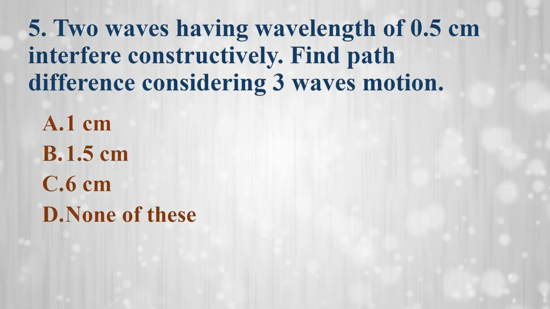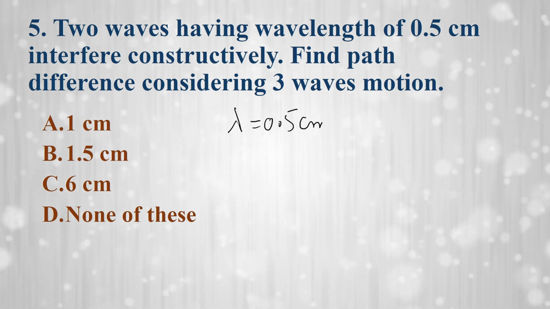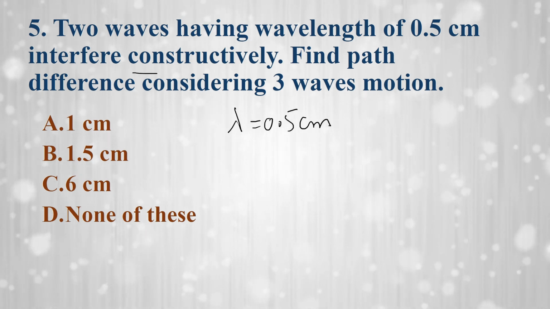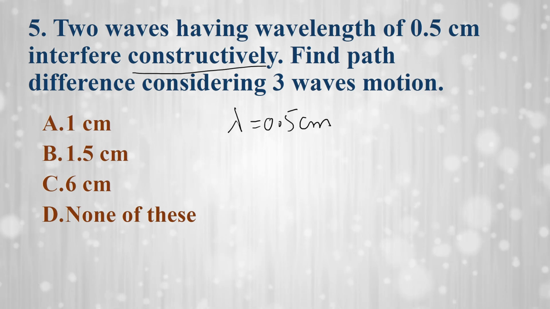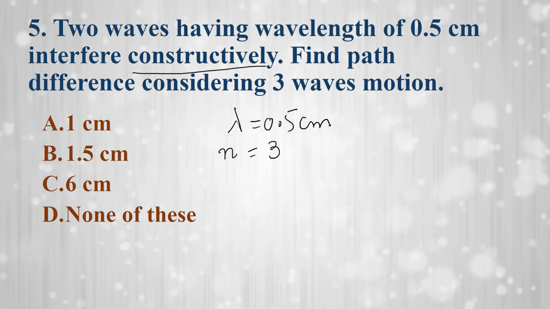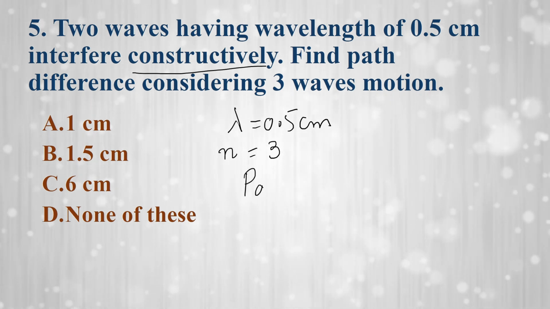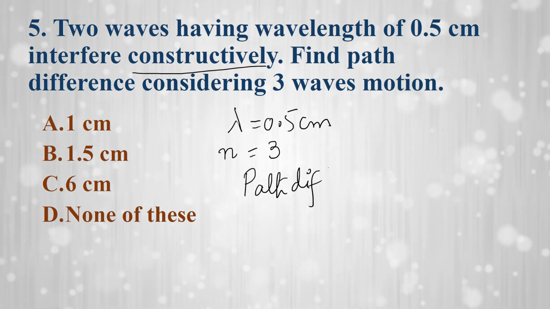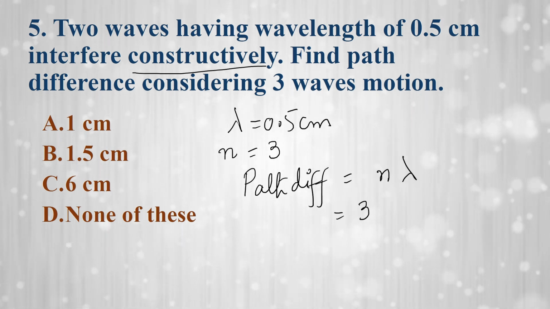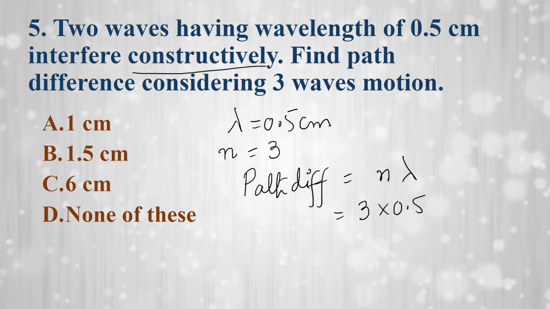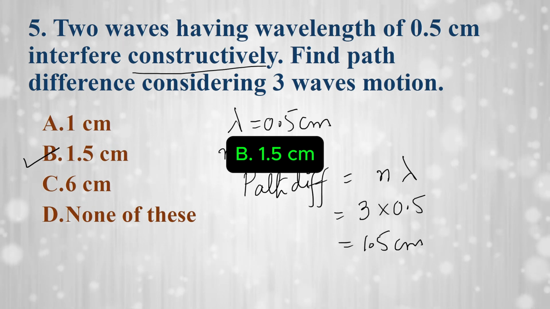Two waves having a wavelength of 0.5 centimeter interfere constructively. Find the path difference considering three waves motion. The number of waves is given as 3 and they are interfering constructively. So we know, students, that the path difference for constructive interference is n lambda. So n is 3 and lambda is 0.5. When you multiply it, it will become 1.5 centimeters. So the correct option is B.